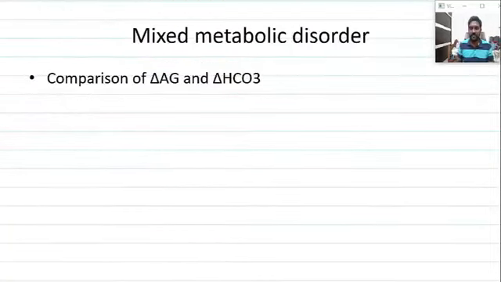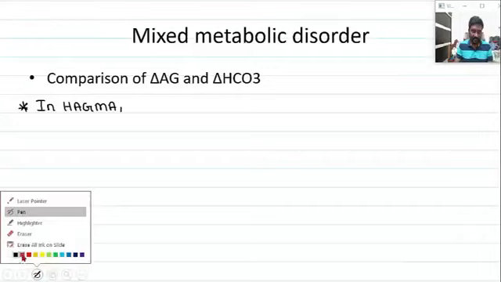Next topic is mixed metabolic disorders. So these are some complex disorders where there can be two metabolic disorders. And here important is you should calculate delta anion gap, delta bicarbonate, and you should compare. So actually this is a very, very complicated concept, but let us make it very easy for your exam. So you must be knowing this relation. So in high anion gap metabolic acidosis, we have discussed this in your class in detail.